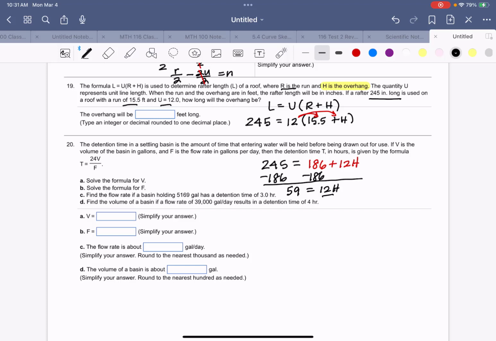Since that's multiplication, I'll divide both sides by 12. And I'll get my H is 59 divided by 12, which is about 4.917. They asked me only to one decimal place, so 4.9 feet. That's my overhang, 4.9 feet.